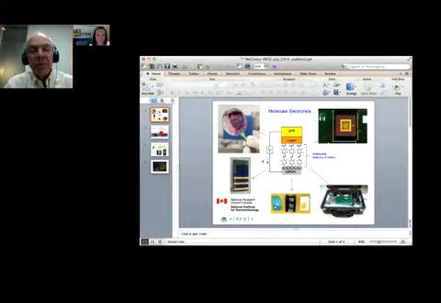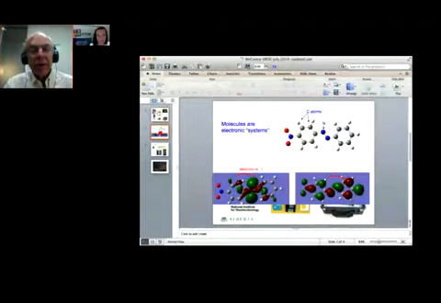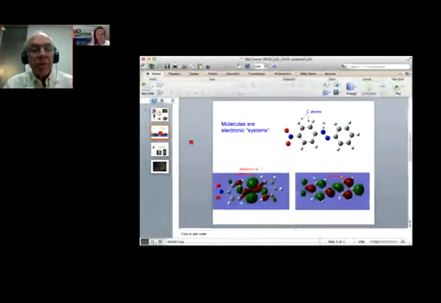So the question is, what can molecules do as elements in circuits? I mean, we have this wide world of silicon that does all these amazing things. Molecules are different, and I show a couple of pictures of what these things look like. In the upper left is a wafer made of these molecular junctions. So molecules are electronic systems. They have electrons running around in them.